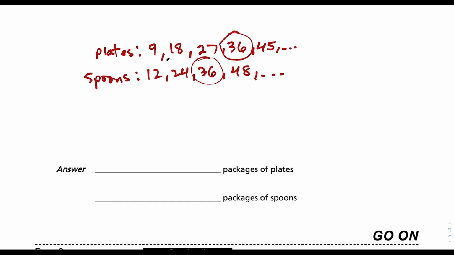So now we are ready to record our answer. That would be 1, 2, 3, 4 packages of plates, and that would be 3 packages of spoons. And if we wanted to double check here, once again, the plates come in packs of 9, so we could say 4 times 9 is equal to 36. This checks out. And if we were to check here, 3 packages times 12 spoons would give us 36 spoons. That checks out. So these solutions are definitely good.